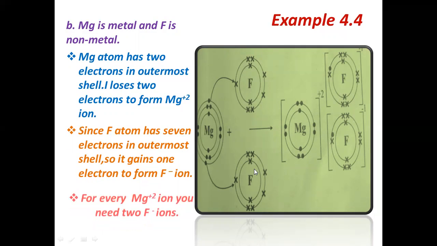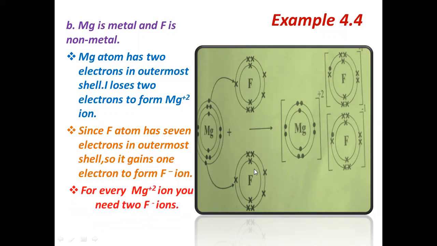Why do we use two fluoride ions? Because for each magnesium ion we need two fluoride ions, because each magnesium loses two electrons while fluorine gains one electron. So we need two fluoride ions and each will gain one electron. That's why magnesium is one and fluoride ions are two. Magnesium will lose two electrons, one electron to this fluorine atom and one to this fluorine atom, and then they are converted into magnesium ion and two fluoride ions.